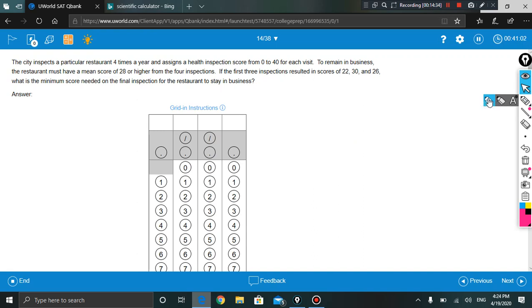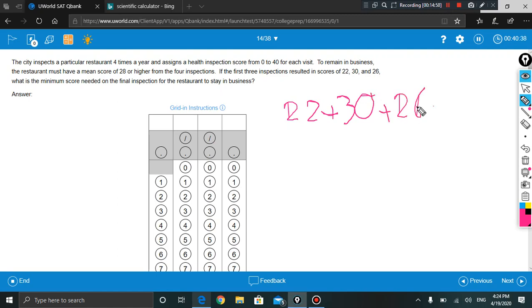Okay, so that's a nice little equation there. He's asking the minimum score that they have to get in the fourth inspection to have a mean score of 28 or higher in the four inspections. So, okay, that should be easy. 22 plus 30 plus 26 plus x over 4 equals 28.